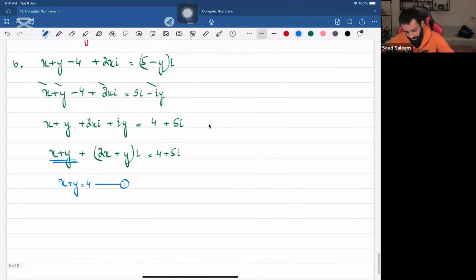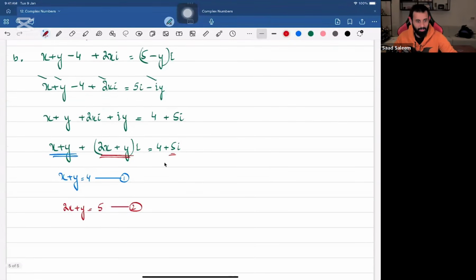And imaginary with imaginary, which means 2x + y, so this with this is equal to 5. That's your equation number 2. And we solve them simultaneously. And what do we get? This is what we get. I'm just going to write down the final answer here also. We get x = 1 and y = 3.